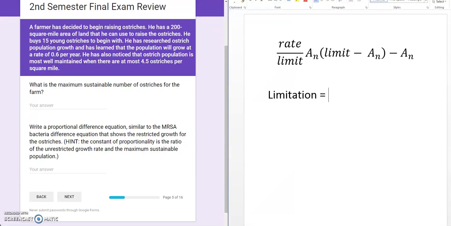The limitation: here we have a 200 square mile land, and the most that we can have per 1 square mile is 4.5, so we're just going to multiply this by 4.5. And I believe when you multiply this by 4.5, you get 900 ostriches. So the limitation here is 900.